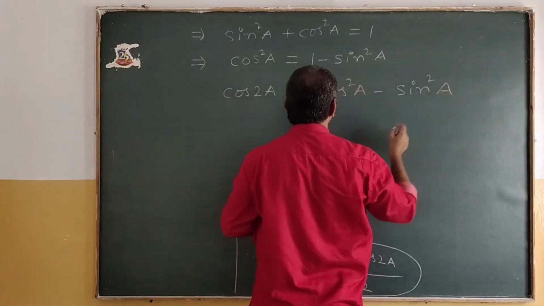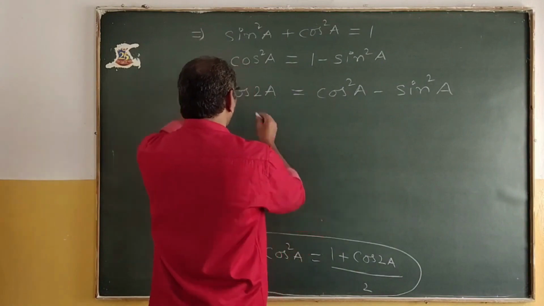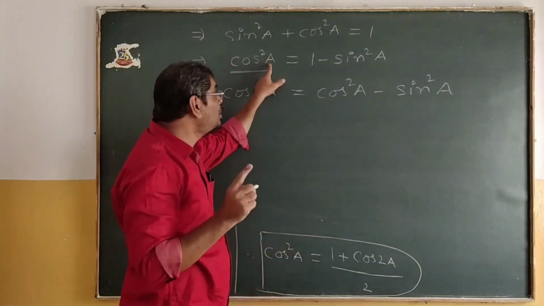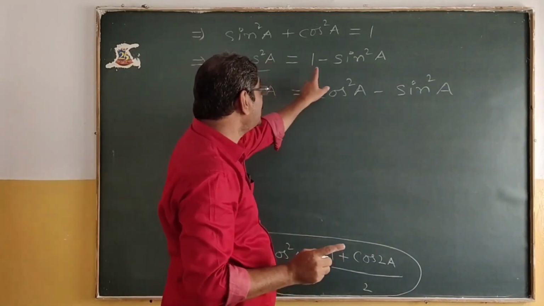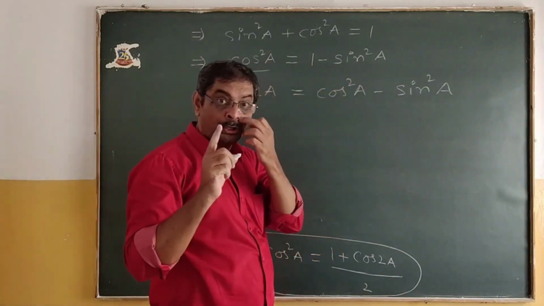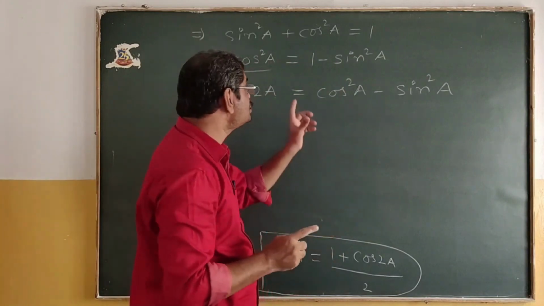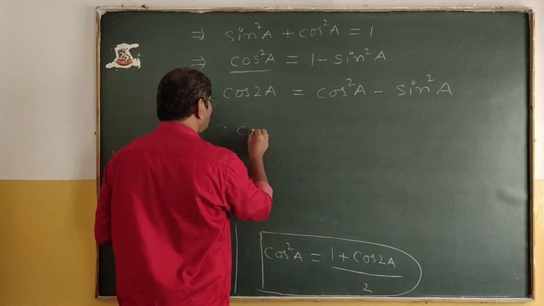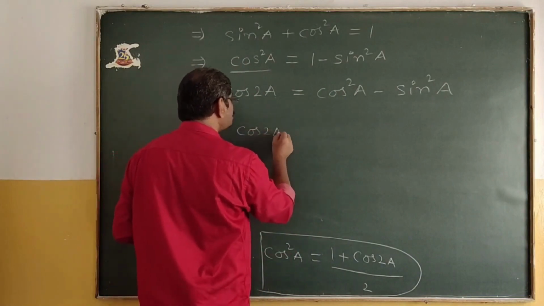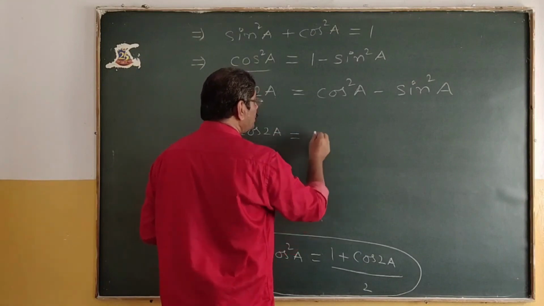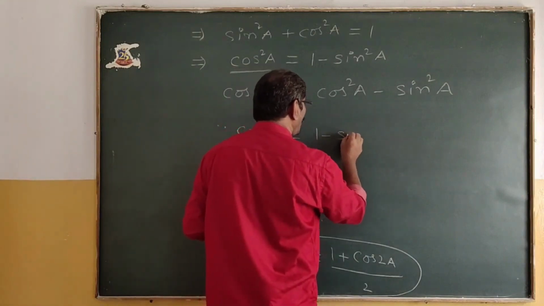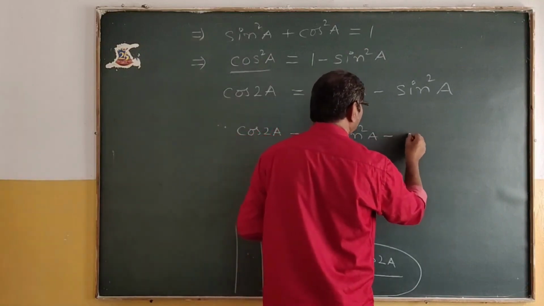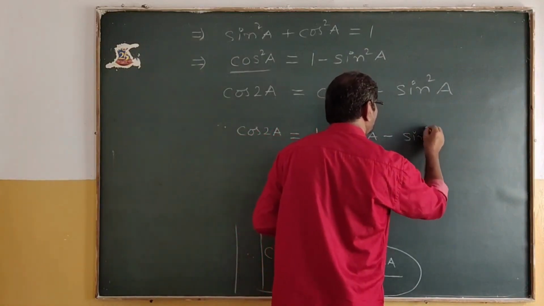So what I will do? Wherever we got cos square A, that will be numerically equal to 1 minus sin square A. So therefore, now what am I going to get? cos 2A will be numerically equal to 1 minus sin square A minus sin square A.